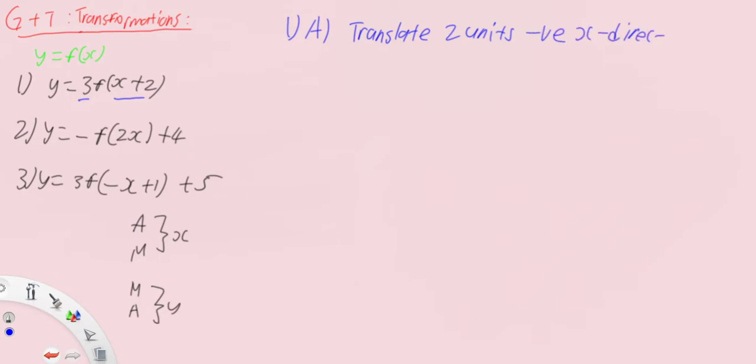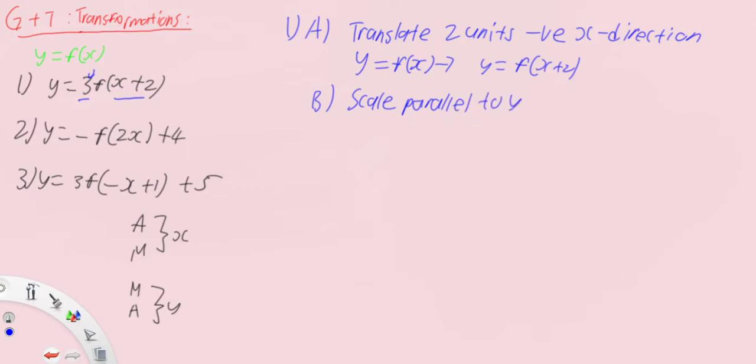I'll just write out the full form for the three different types of transformations before moving on to the short forms. Because we have x being x plus 2, everything's opposite, so it becomes minus 2. So we have y equals f(x) becoming y equals f(x + 2). Thereafter, we now need to multiply the y value by 3, which means it's a scale parallel to the y-axis with scale factor 3, because I'm multiplying the y value by 3, so it's simply scale factor 3.